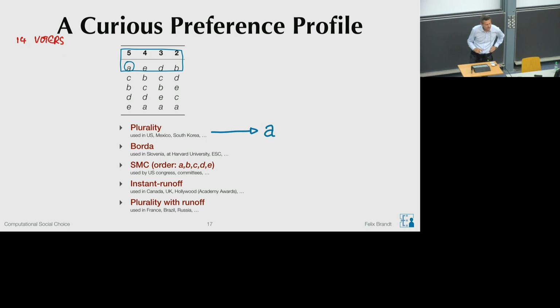Now for Borda's rule, we need to assign scores to the different ranks. Since we have 5 different alternatives, we start with m-1, which is just a convention. We could also start with 5, but usually it's m-1, so that means we have 4 for first-rank alternatives, 3 for second-rank alternatives, and 1 for the second to last ranked alternative, and 0 for last ranked alternatives.